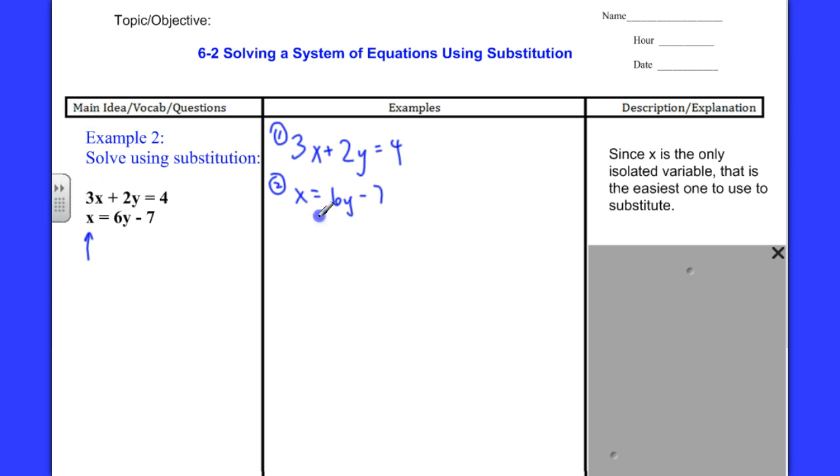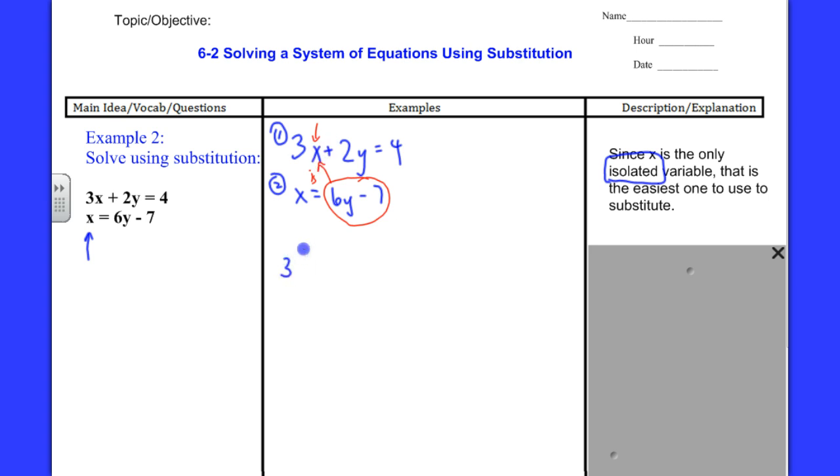What I mean by that is, remember the equal sign is like the word is, x is 6y minus 7. Well, that means that since x is the same thing as 6y minus 7, I'm going to take that 6y minus 7 and substitute it in for that x there. In this problem I have to do it that way because that is the only variable that's isolated. You have to have one variable isolated to do substitution. Since that's the case, I'm going to replace this x with 6y minus 7.